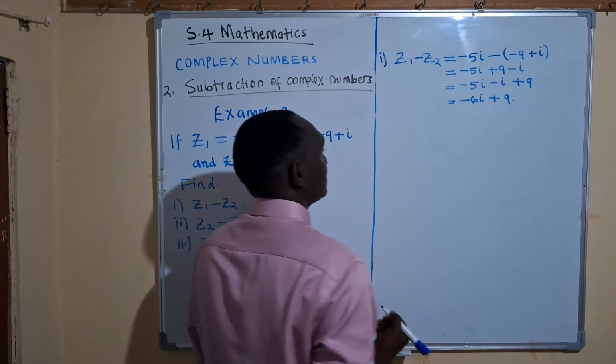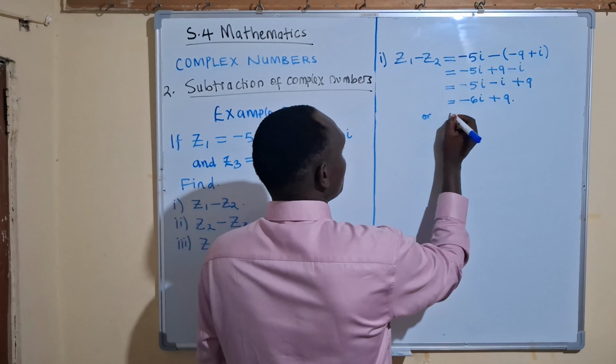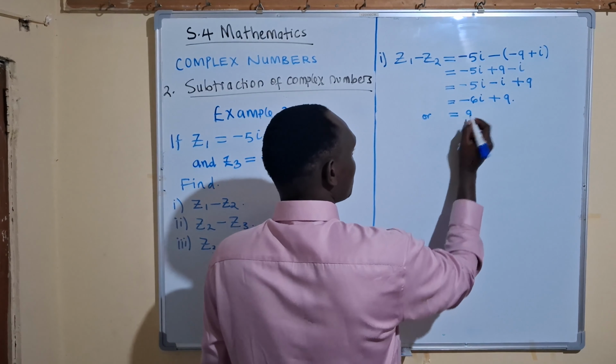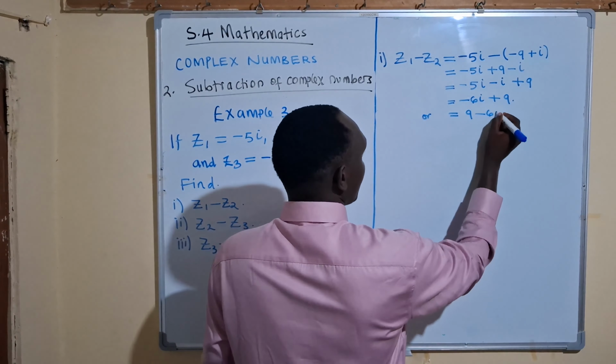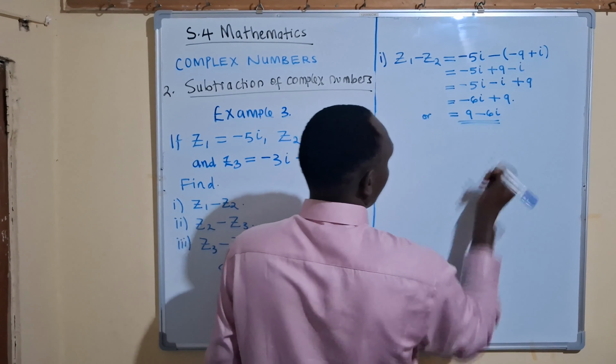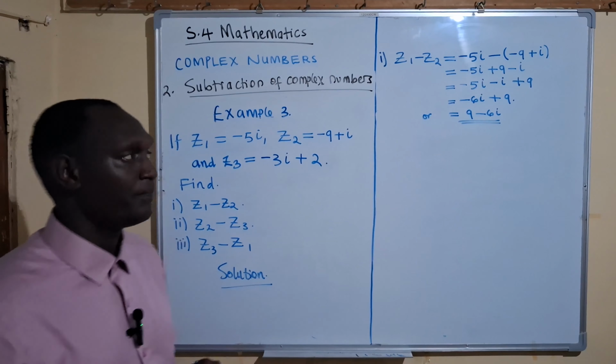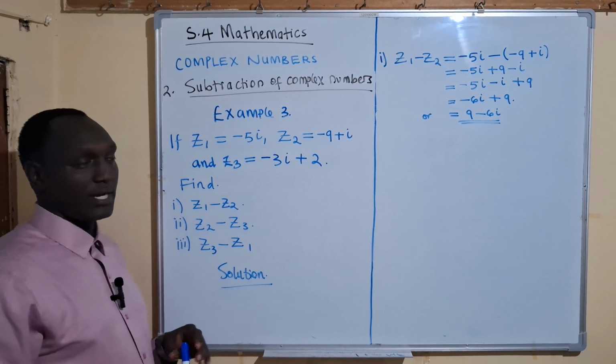This is the answer. Or if you want to change the order, this is the same as 9, which is positive, minus 6i, which is negative. The two answers are correct. The order does not matter.